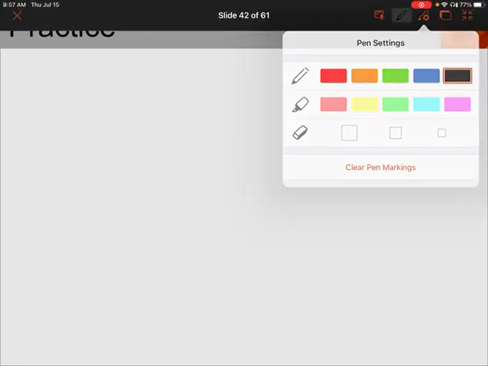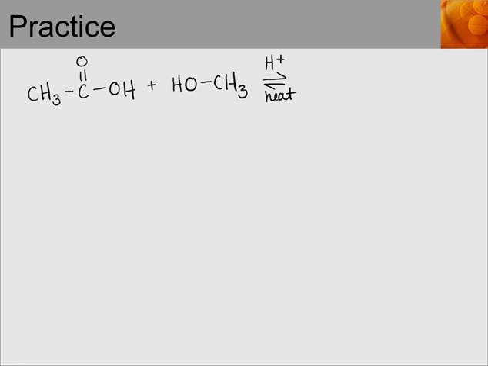All right, so let's practice making esters. I'm going to give you 3 different reactions, and I want you to figure out the products for each. Let's start with esterification. Again, that involves a carboxylic acid and an alcohol, and then we also use an acid and heat to get that going.